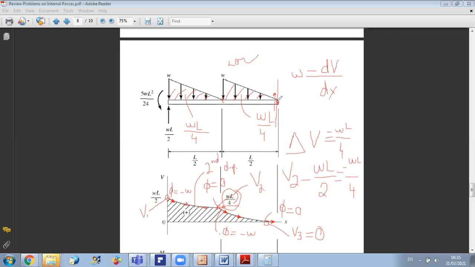Okay. This is not the case if I have a pin or roller. When I have a pin or roller, I have a reaction here. So of course the shear will not be 0. But since I don't have a reaction, I don't have a concentrated force, then at the end of my beam here, I will have a shear of 0. Okay. Any question on the shear diagram?